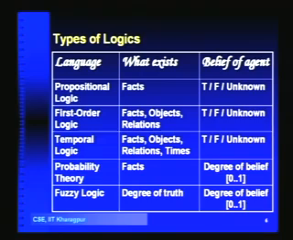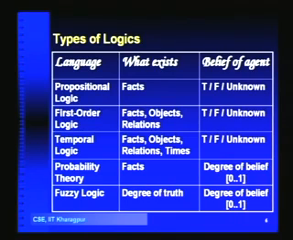We will study several different types of logic, and these logics are characterized in terms of what exists and what is the belief of the agent. So, in propositional logic we will have facts, and the agent either knows that the fact is true, or it knows that it is false. So, a proposition can be true, false or unknown.